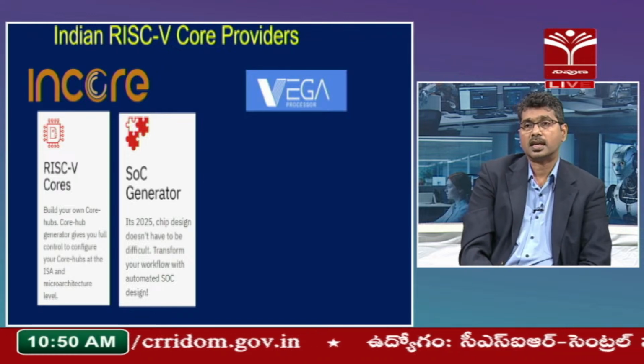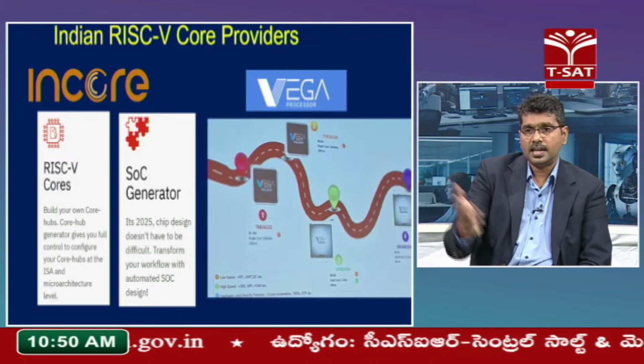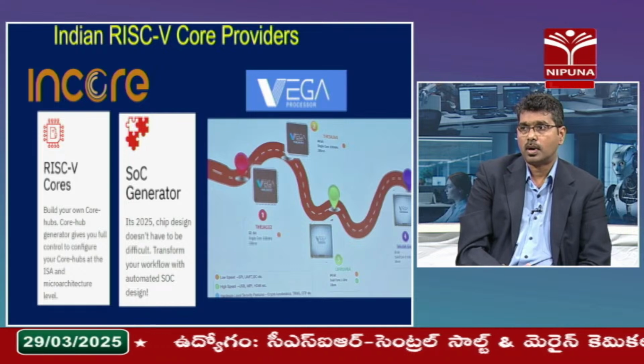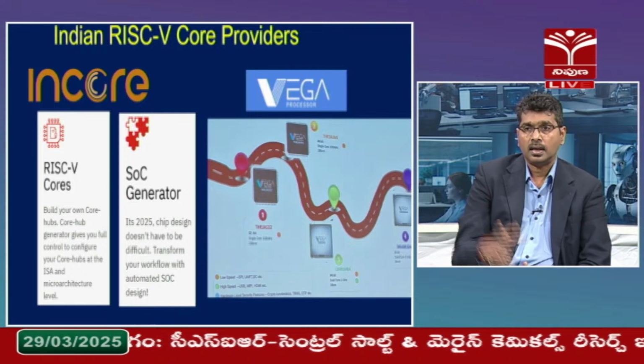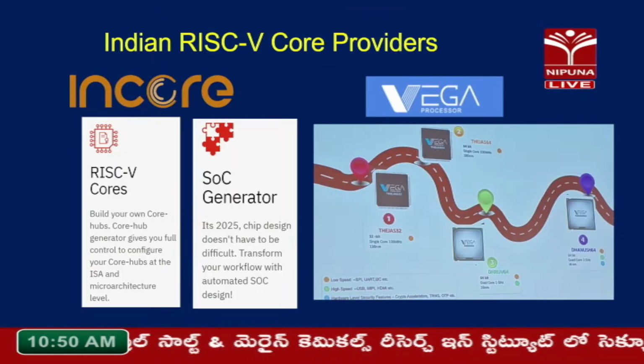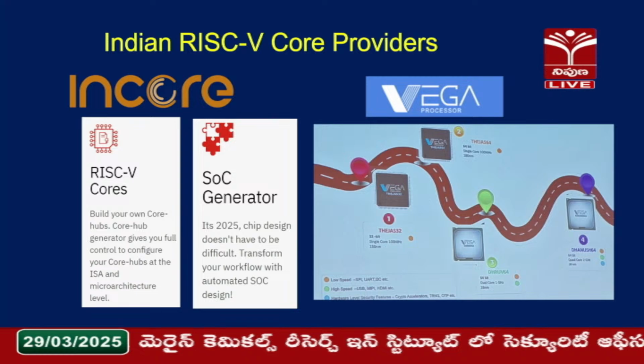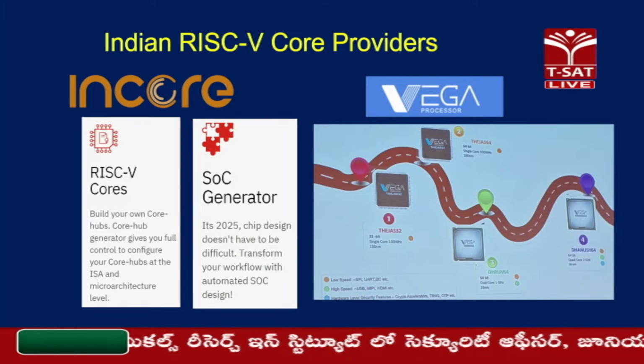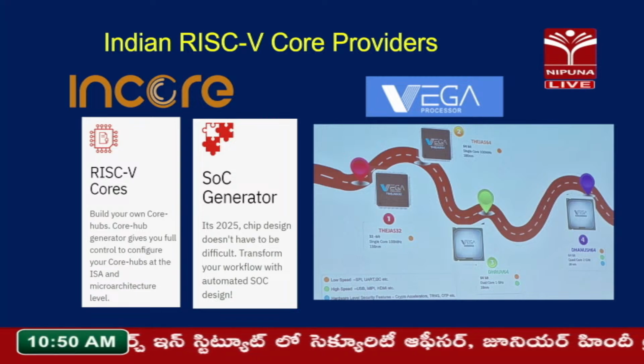So that's one thing. The second company is Vega. So this is a CDAC effort. Again, they have couple of cores that are available, and you can see the roadmap. They have more cores in the process. So today in India, if you want to design a RISC-V based product, right, you have these 2 options that you can license your core from.